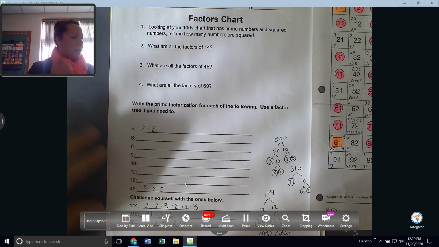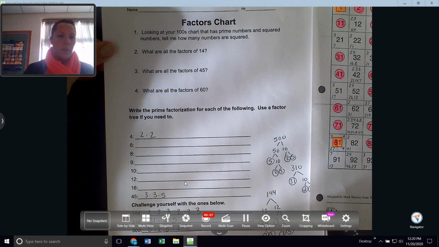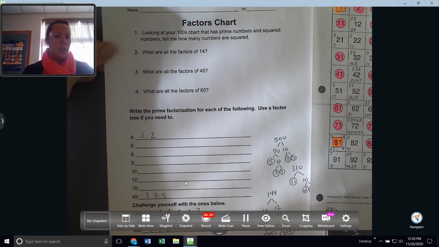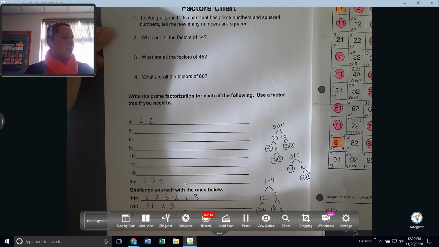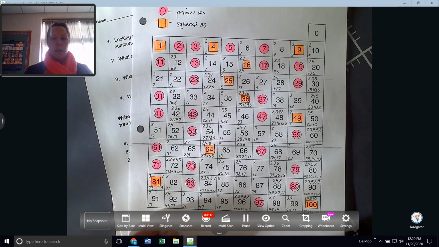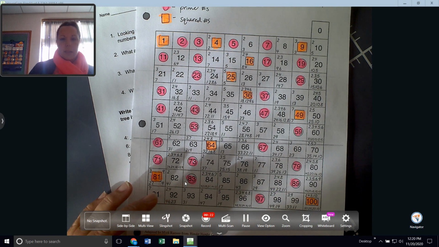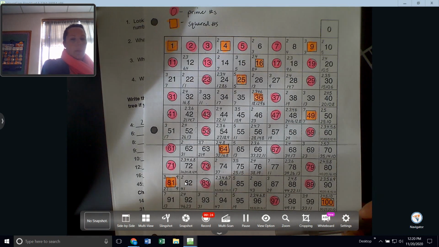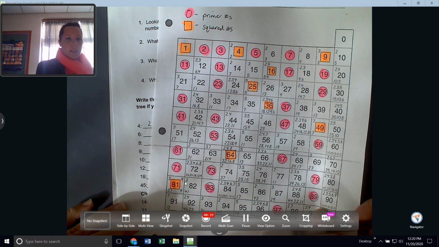Hey guys, I am going to do today's math lesson on November 20th, so it's the factors chart. Okay, so we are going to do this together. You will need this paper in front of you. I have highlighted it, just to make it stand out a little bit better. I would suggest you do the same thing. It'll just make your life a little easier.